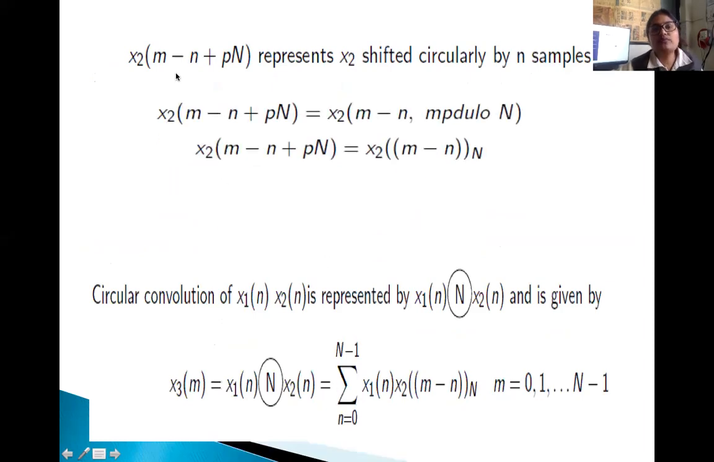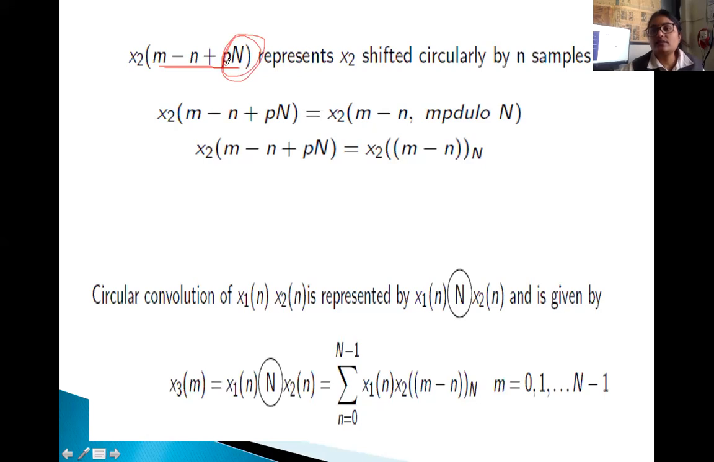So this x2 of m minus n plus pn, this is nothing but, by using circular shift or circular property of this, we can write this in terms of modulo. We can write this in terms of modulo, because x2 of n is shifted by n units, by n samples, and this is represented on the circle where x2 of n consists of n number of samples. So this m minus n plus pn, we can represent it on the circle in terms of x2 of m minus n modulo n.